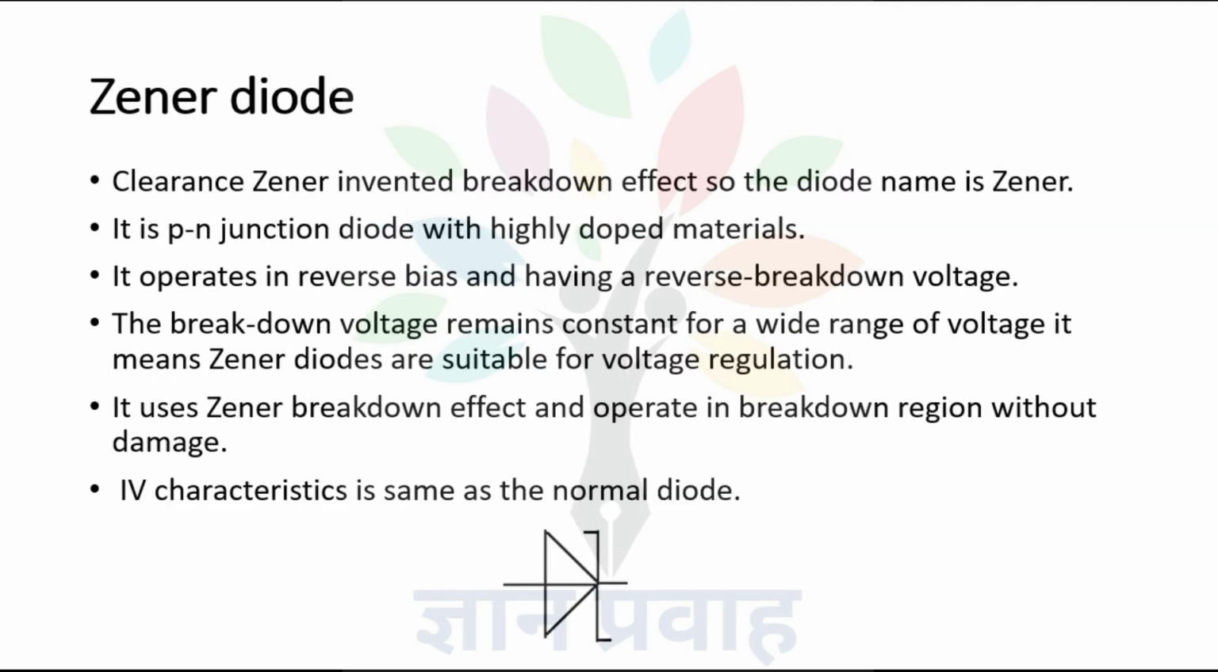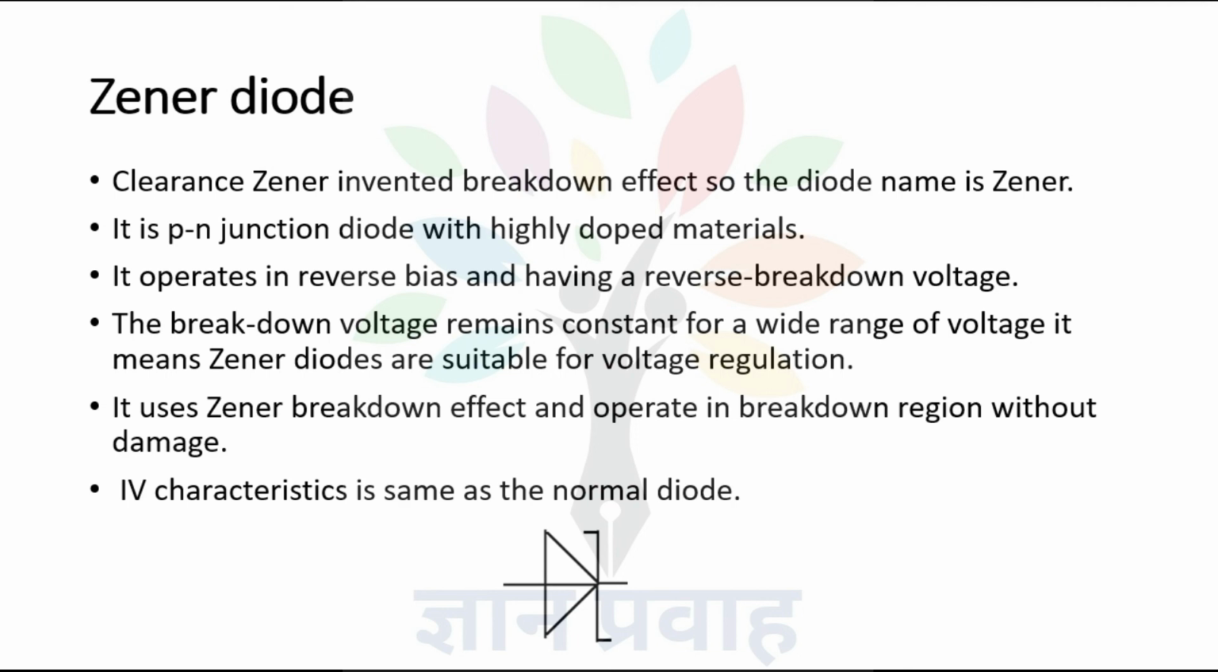Zener diode. The Zener diode is based on the breakdown effect, which was discovered by Clarence Zener. It is a PN junction diode with highly doped materials. The Zener diode operates in reverse bias of the PN junction diode. In reverse bias, there is a breakdown at a certain voltage, and this voltage is called the breakdown voltage. So at the breakdown voltage, current increases rapidly.